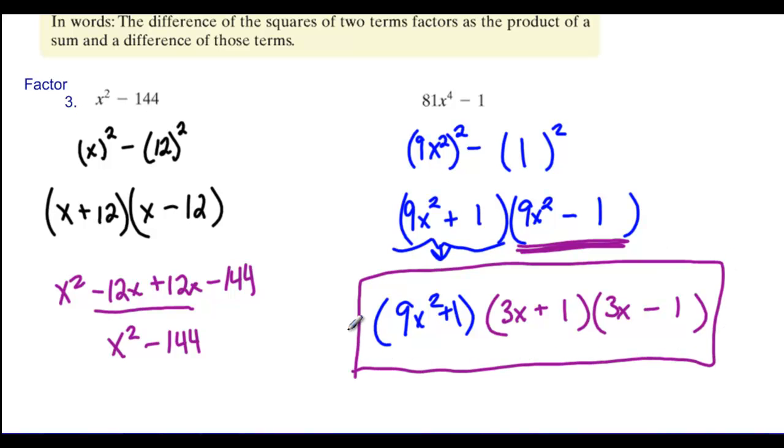So it can be a little bit tricky whenever you're dealing with exponents larger than 1 to begin with. So keep an eye out for that if it looks like the difference of squares and you have exponents higher than 2.